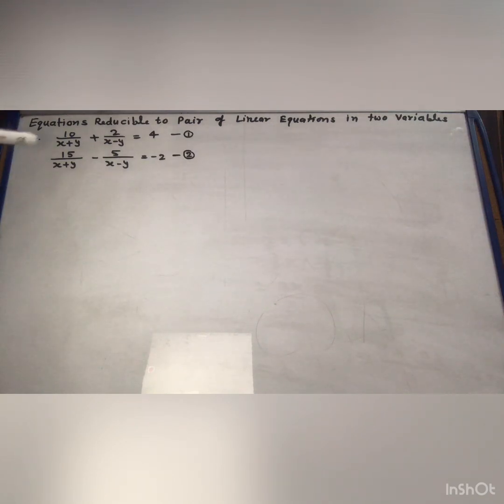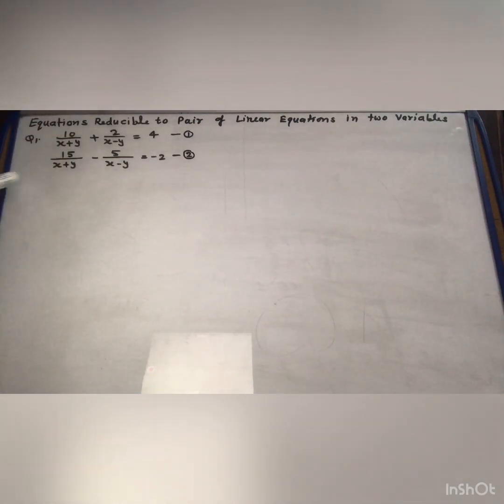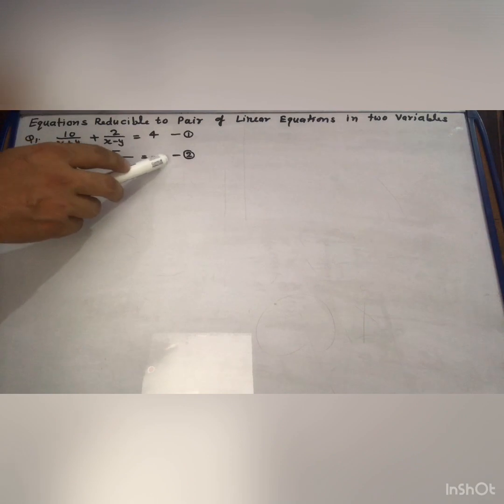We have to take a question that is 10 upon x plus y plus 2 upon x minus y equal to 4. This is equation number 1. And 15 upon x plus y minus 5 upon x minus y equal to minus 2. So this is equation number 2. Now we will reduce this equation into a pair of linear equations. How can you convert it?